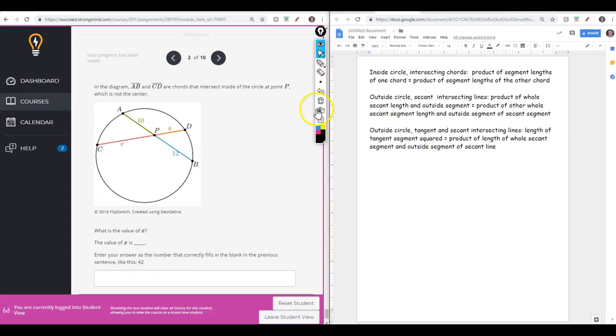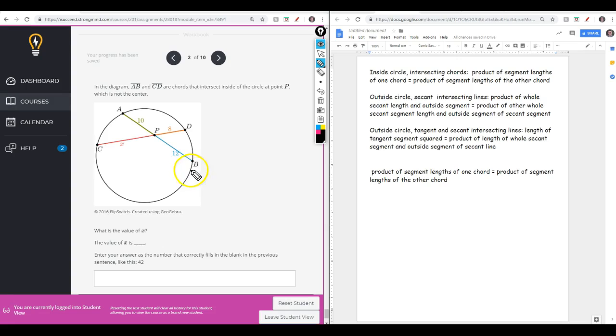Okay, so I first have to decide which of the theorems covered in the lesson it is, and it's inside the circle, so it's intersecting chords. I had typed that out into my own words, so I will interpret that for you. The product of segment lengths of one chord equals the product of segment lengths of the other chord.